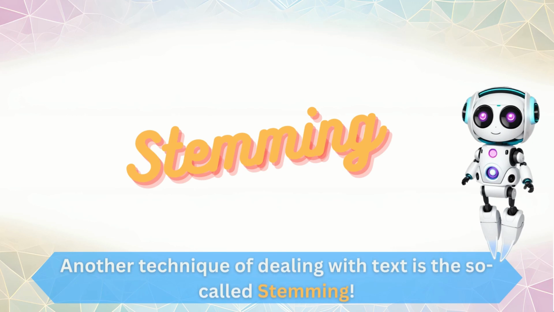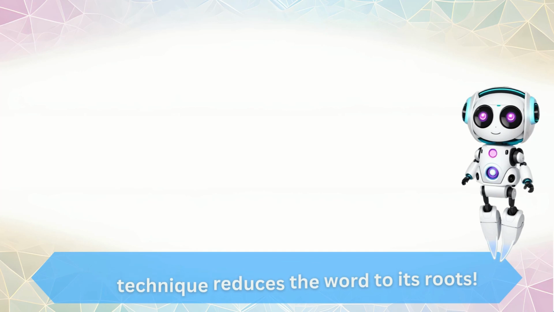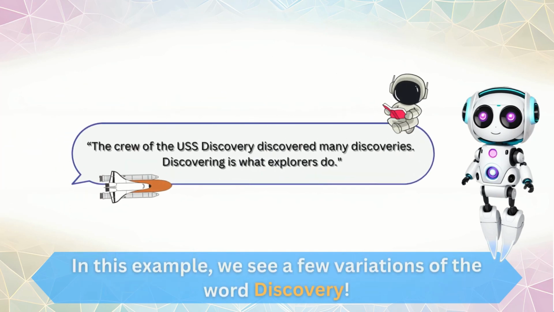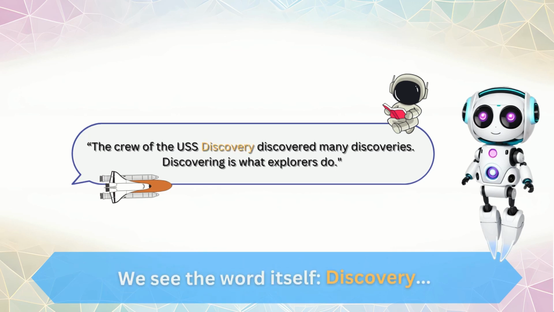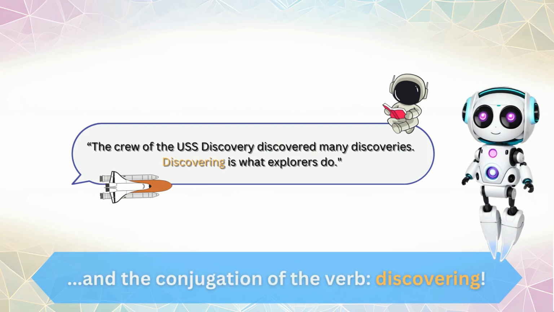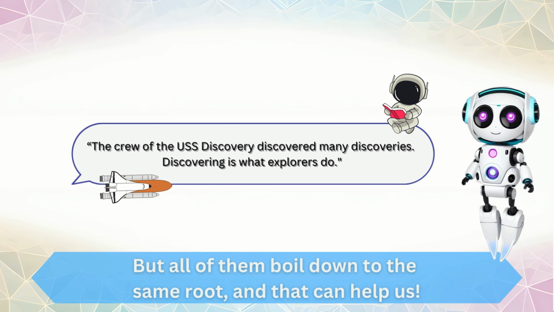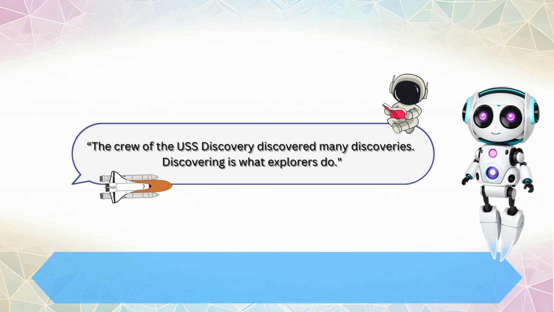Another technique of dealing with text is the so-called stemming. This technique reduces the word to its roots. In this example, we see a few variations of the word discovery. We see the word itself, discovery. The plural of it, discoveries. The verb, discover. The conjugation of the verb, discovering. But all of them boil down to the same root, and that can help us.